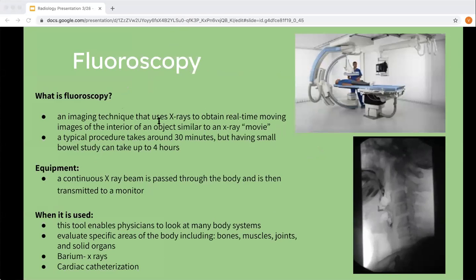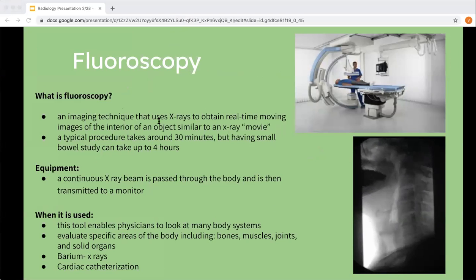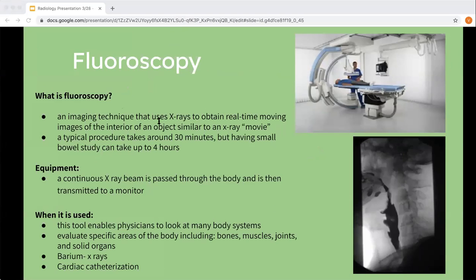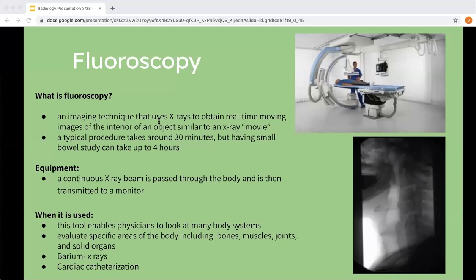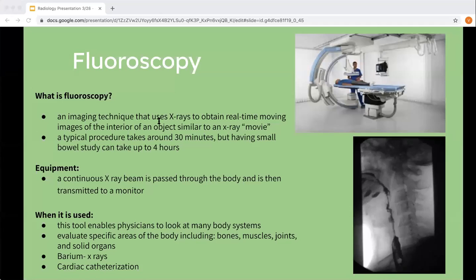So fluoroscopy is an imaging technique that uses X-rays to obtain real-time moving images of the interior of an object, similar to an X-ray movie. It's great for watching body movements and processes as they occur in real time. Most of the time, this procedure takes around 30 minutes, but having small bowel study can take up to 4 hours.